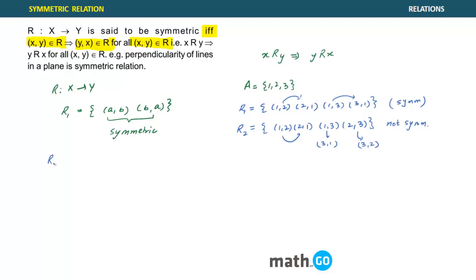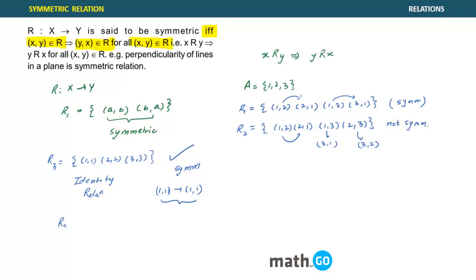Again, taking an example, let's say R3. Now I take R3 as 1 comma 1, 2 comma 2, and 3 comma 3. Now you remember this is also the identity relation. Can you tell me whether this is symmetric or not? Identity relation, yes, this is completely symmetric, no problems at all. Because if you say 1 comma 1, its reverse would also be 1 comma 1. So you do not write it repeating.